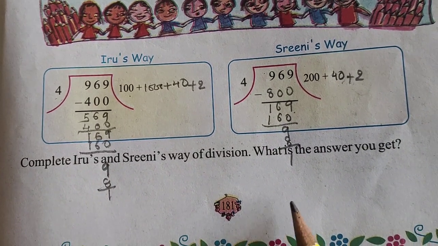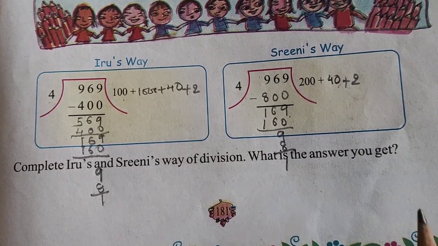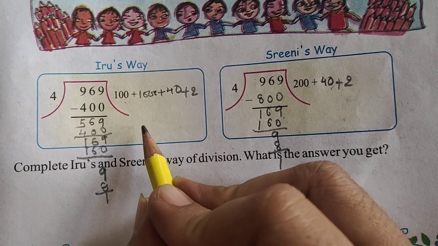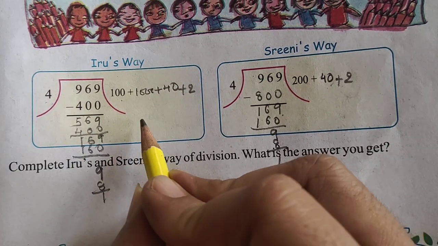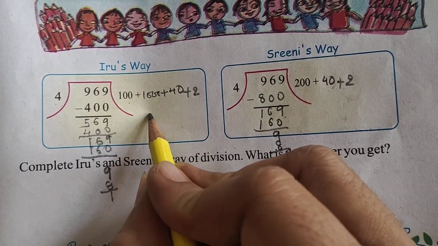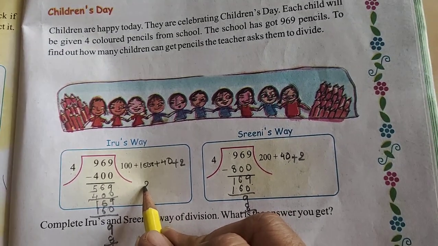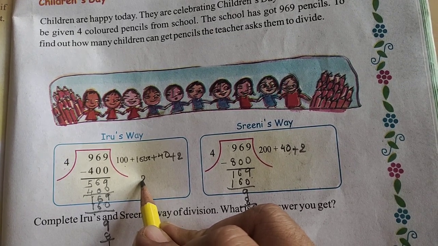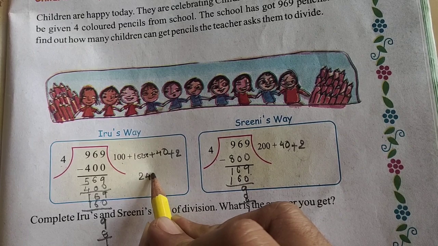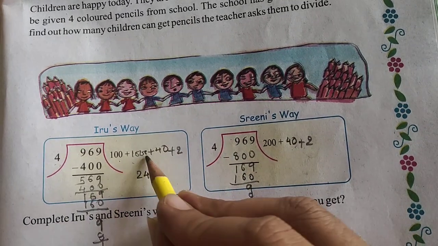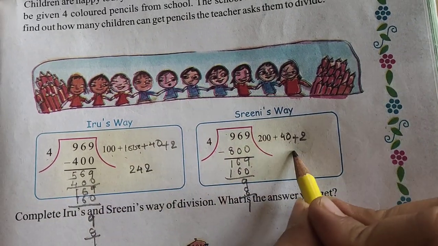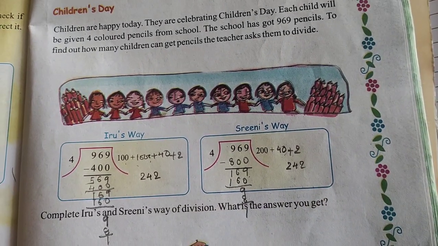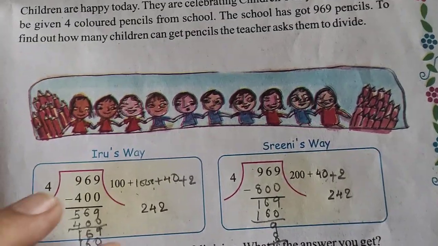Complete Iru's and Shrini's division. What is the answer you get? The answer we get is that it will be distributed among 242 students. Here also it is 242 and 1 pencil will be remaining. Okay, let's see.